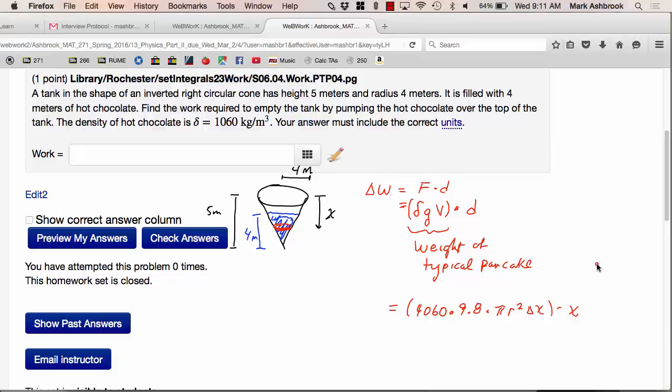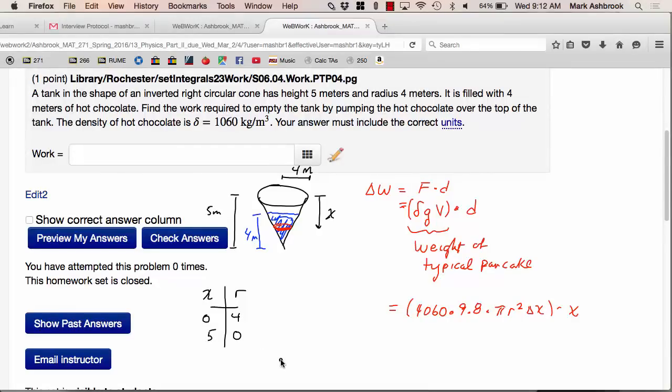So all that's left is what is r? R changes with x. R is radius, x is distance, and so we need a relationship of, given an x, what's the corresponding r? We need r in terms of x so that everything in our little work formula is in terms of x. So when x is 0, what is r? And when x is 5, what is r? 0. So we need 2 ordered pairs.